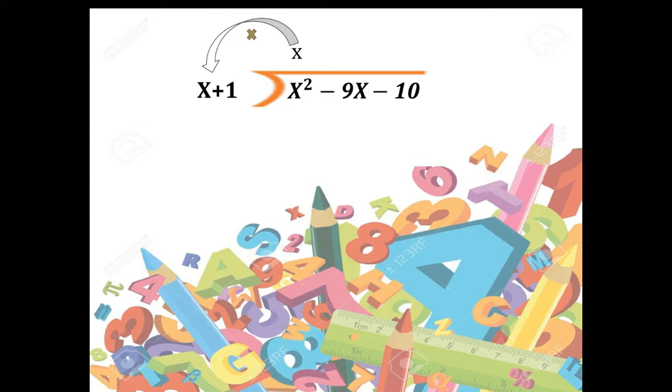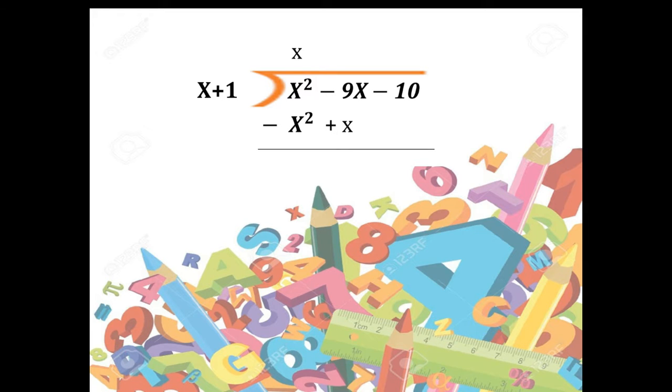Now, I'll take that x on top and I'll multiply it through the divisor, which is x plus 1. First, I'll multiply the x on top by the x on the side, then carry the resulting x squared underneath, putting it directly below the x squared from the dividend. Next, multiply the x on top by the 1 on the side, and carry the 1x underneath, putting it directly below the negative 9x in the dividend.